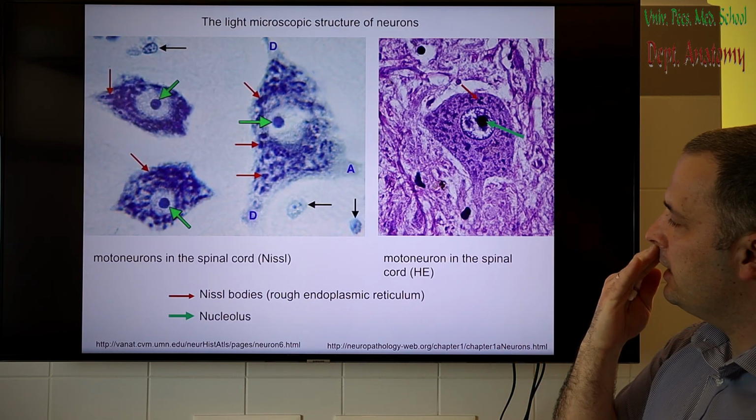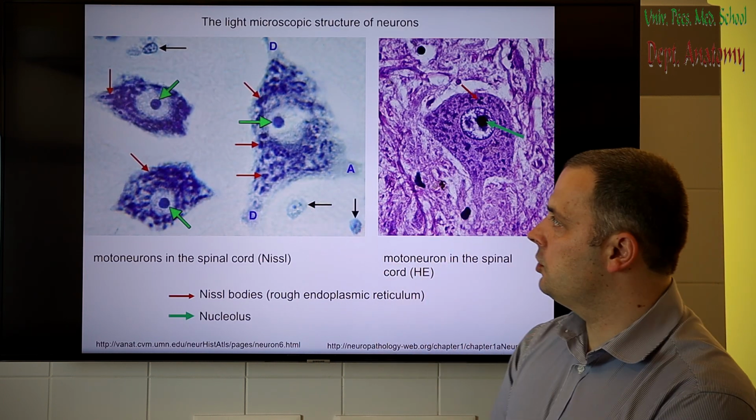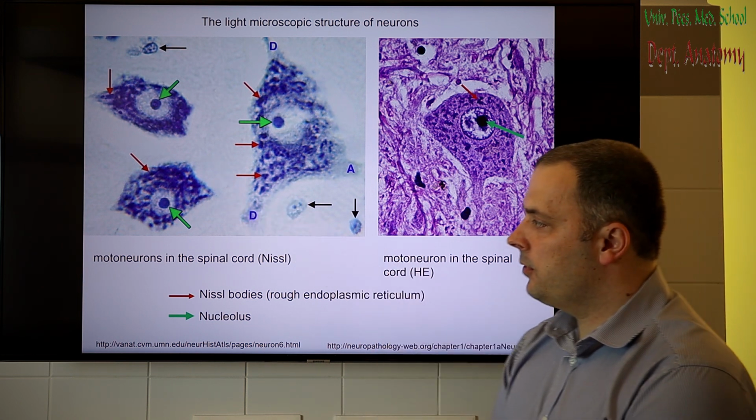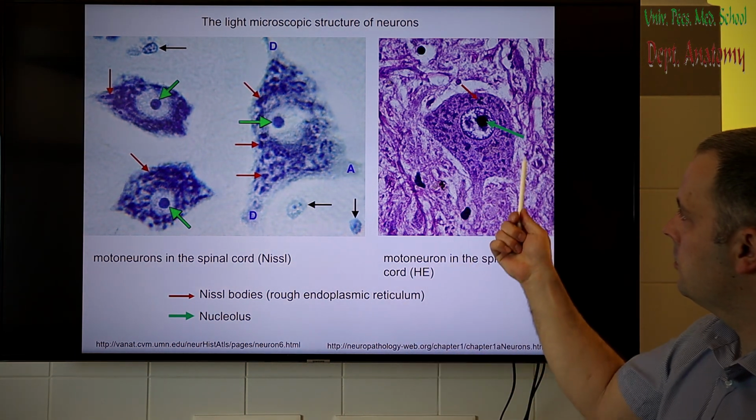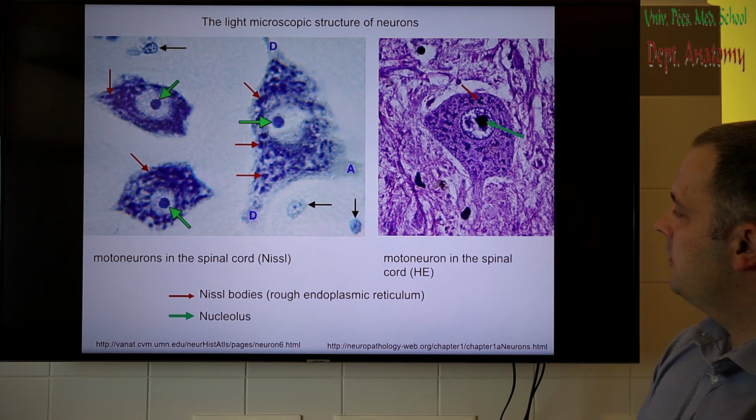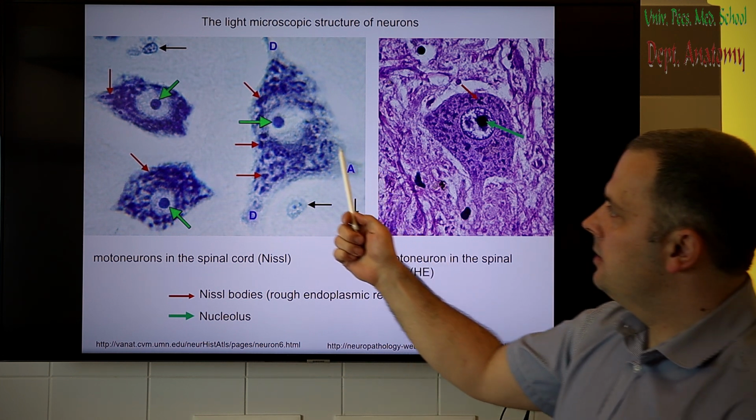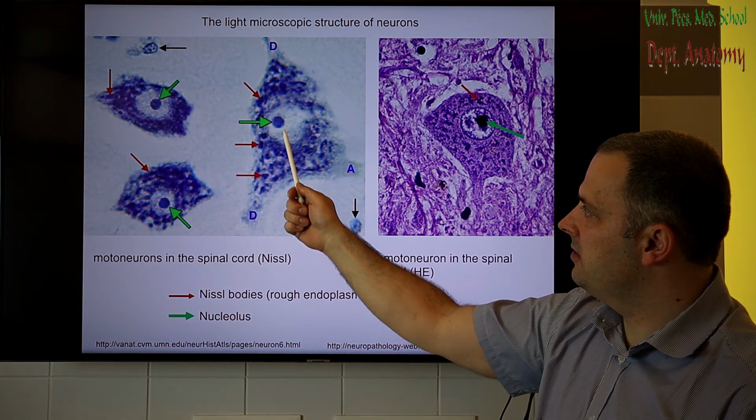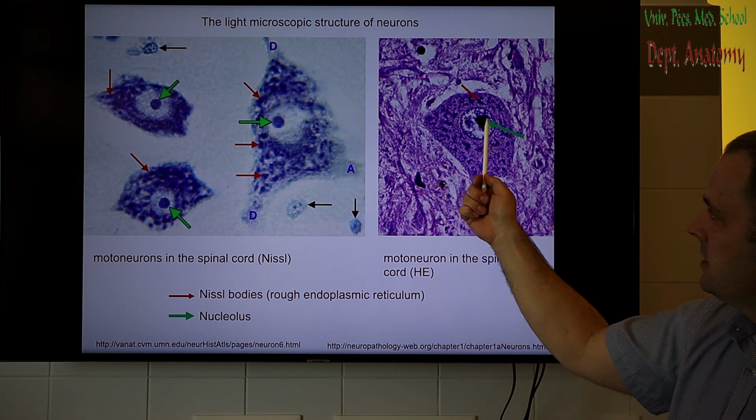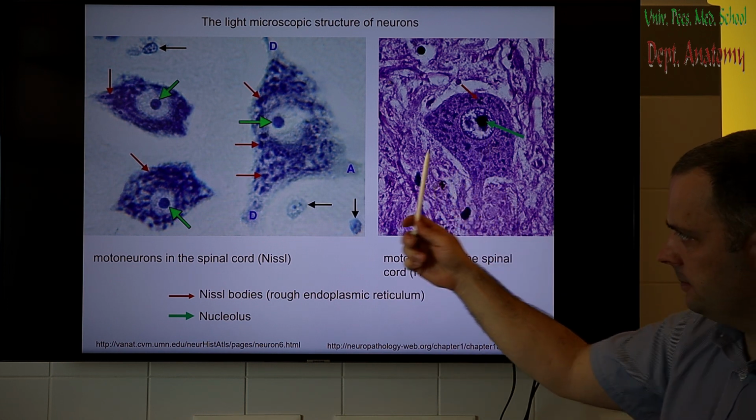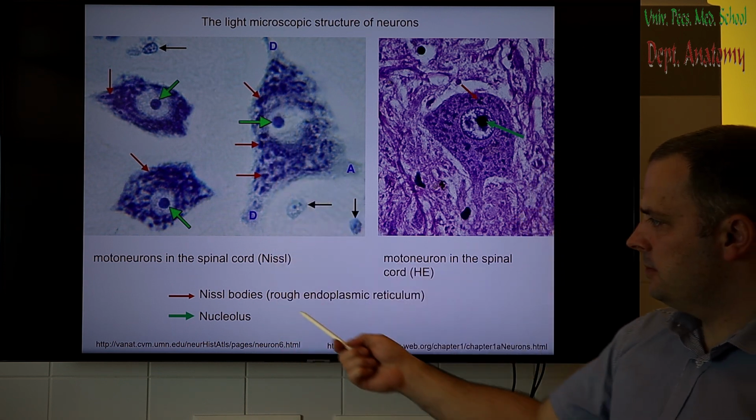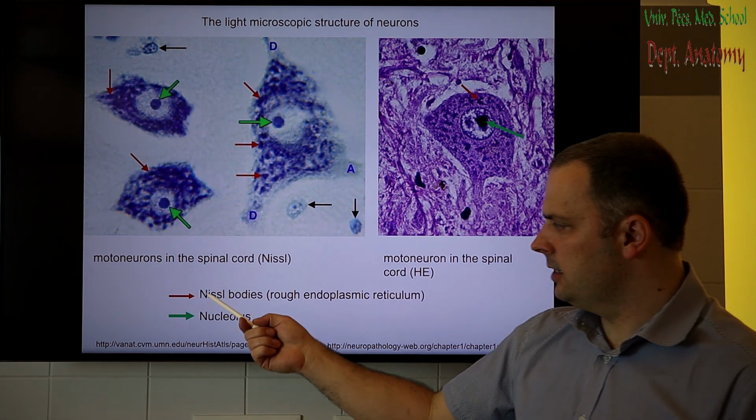What I would like to highlight now is the light microscopic picture of the neuron. This is a Nissl-stained preparation from the motoneurons of the spinal cord, and this one is also a motoneuron in the spinal cord with hematoxylin staining. Please note that the nucleus is euchromatic. You have a well-developed nucleolus here, which is visible in hematoxylin also, and the cytoplasm is full of rough endoplasmic reticulum, which is called Nissl bodies in Nissl-stained preparations.